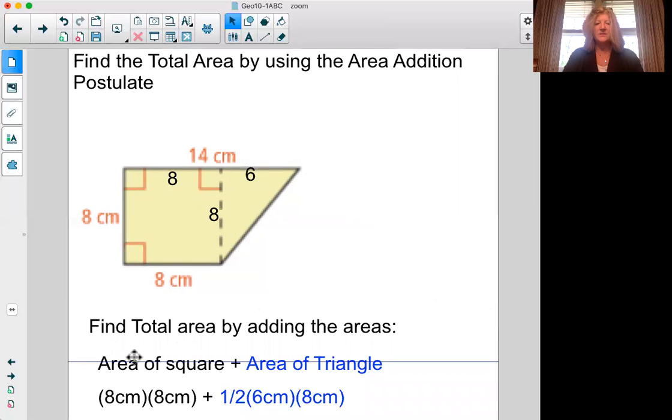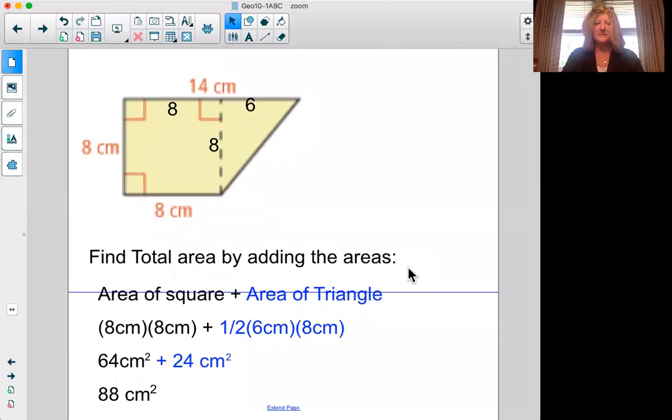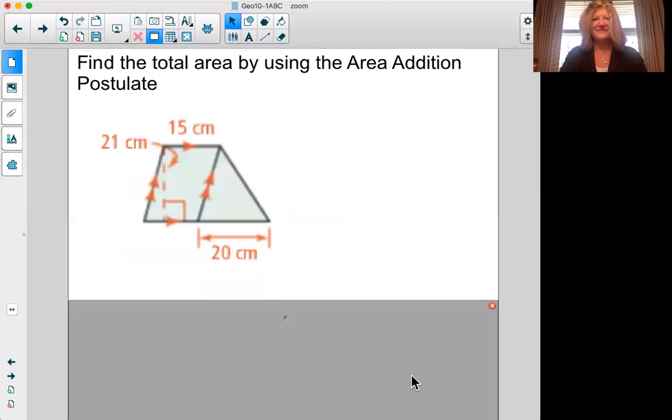So we could say the area of the square, 8 times 8, plus the area of the triangle, which would be half base times height. So pause, calculate the total area, and then press play for the solution.